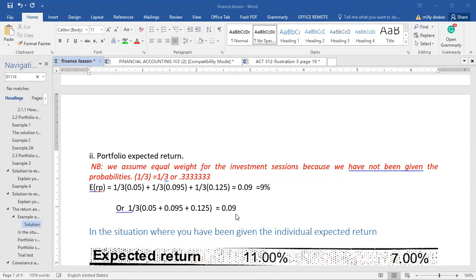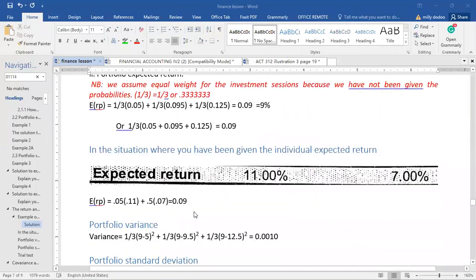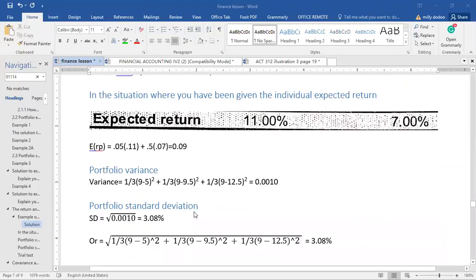Now, the second scenario, in the situation where you have been given the individual expected return. So in your handout, go look on the page, look on your handout, you see this particular one over there, the expected return of 11 and 7%. This is what I'm saying.